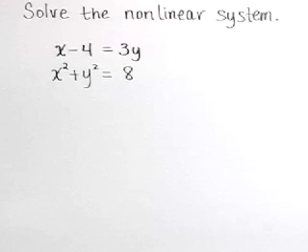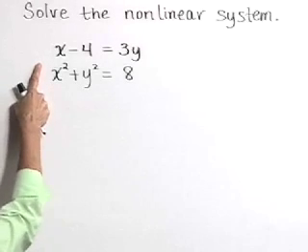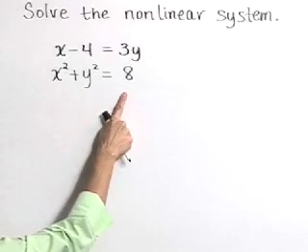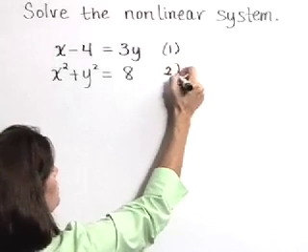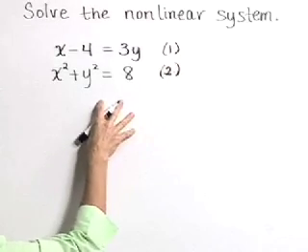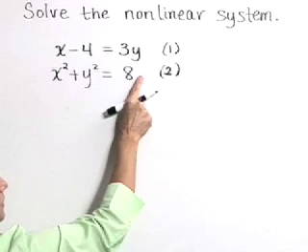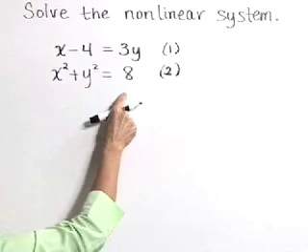Solve the nonlinear system. x minus 4 is equal to 3y. x squared plus y squared is equal to 8. I'm first going to identify these equations as numbers 1 and 2. Also, just think about this really quickly. We've got a line and a circle. So they might intersect in no points, or 1 point, or 2 points.